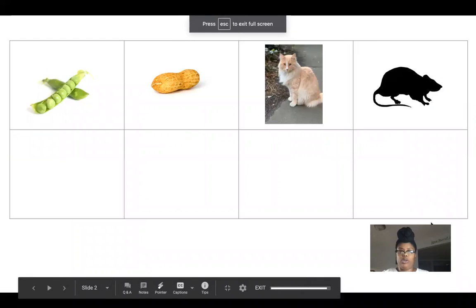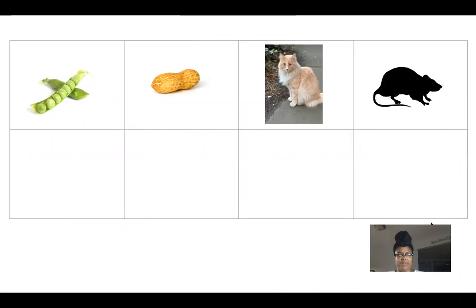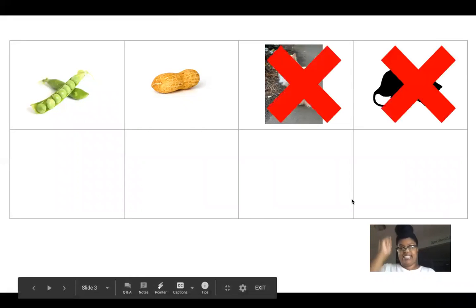Okay, we're focusing on some, wow, what is that? What is that first picture? This is a veggie. And when I was younger, I did not like this veggie. This veggie is peas. It is called peas. So we're focusing on peas, okay? Peas, peanut. Peas, cat. Okay. Peas, rat. Couldn't be the last one, right? Peas, rat. No, not the same beginning sound. How about peanut? Peas, peanut. Let's see if we got it right. Yes, yes, yes. Good, friends.